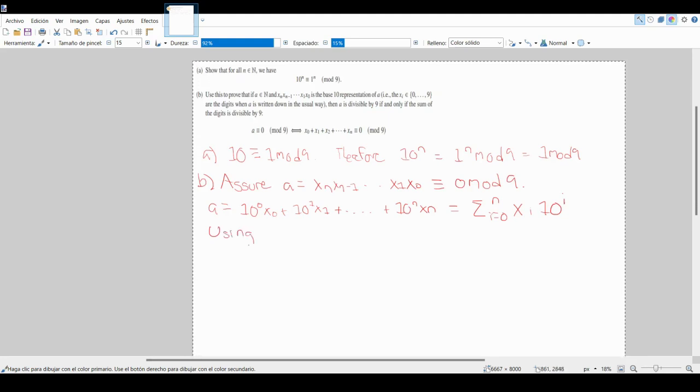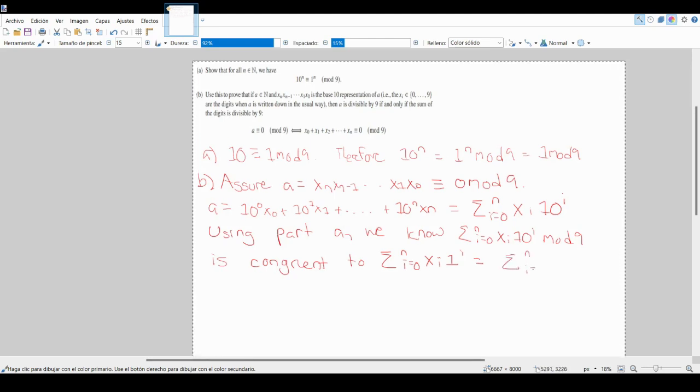Using part A, we know this value, xi 10 to the i, mod 9, is congruent to the sum from i equals 0 to n of xi times 1 to the i, excuse me, which is equal just to the sum from i equals 0 to n of xi mod 9.